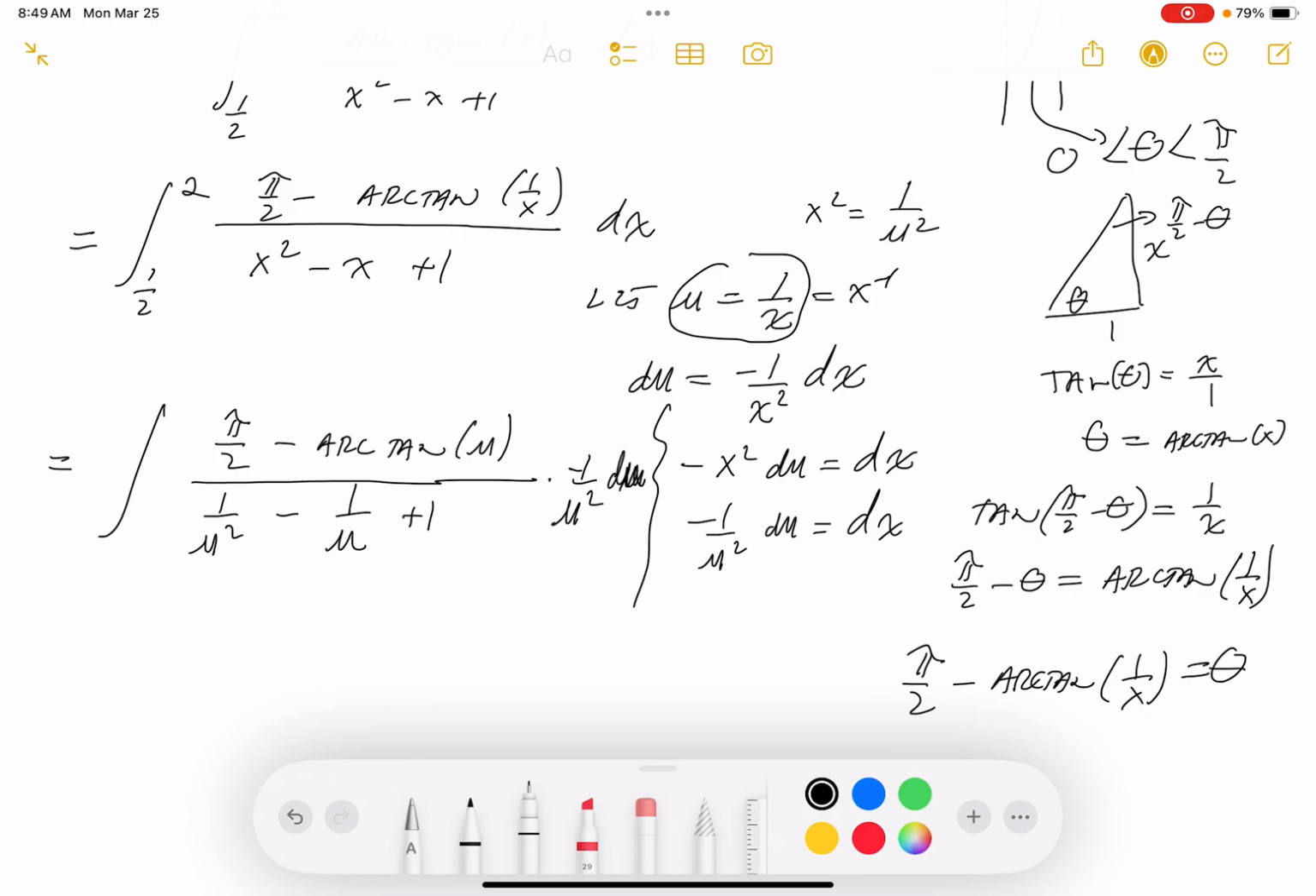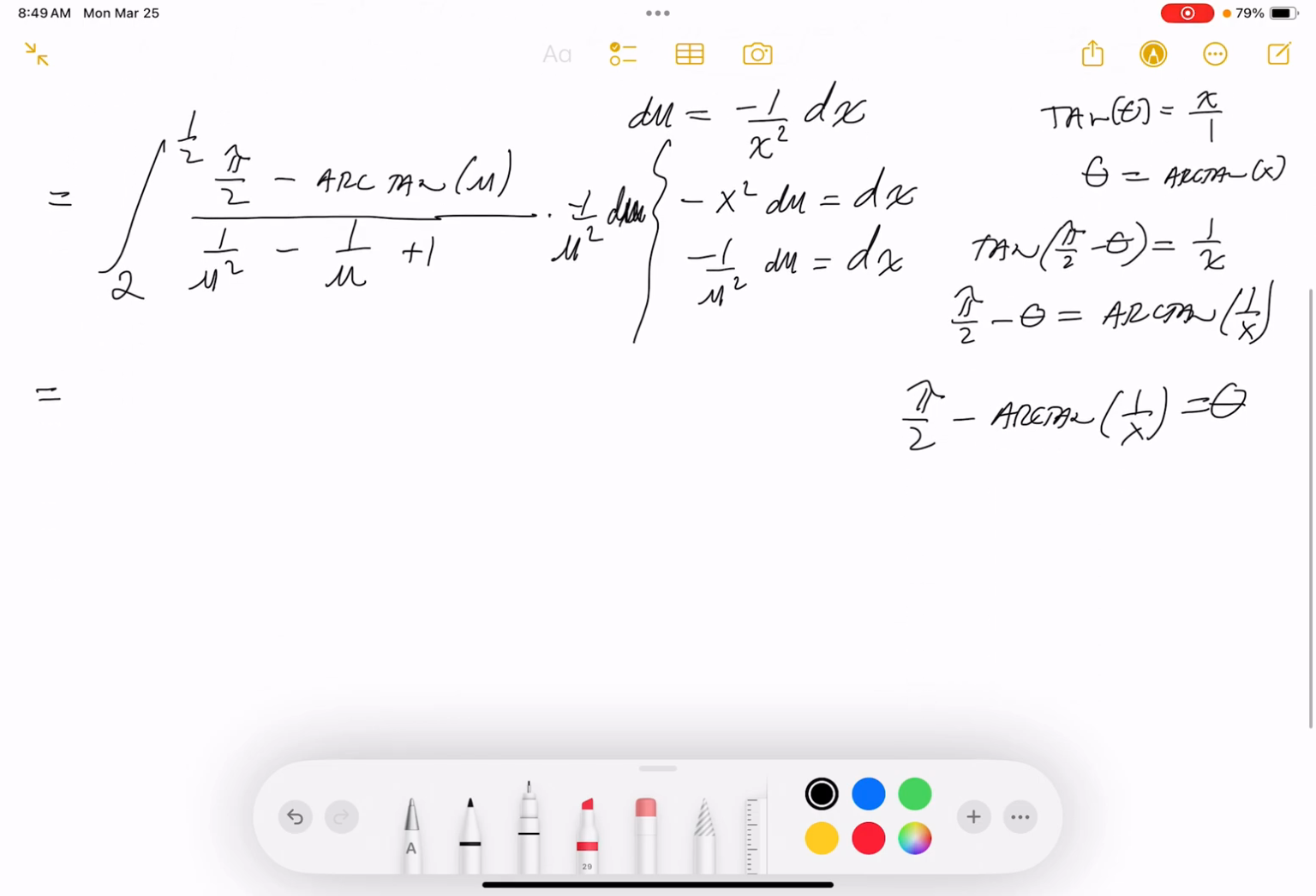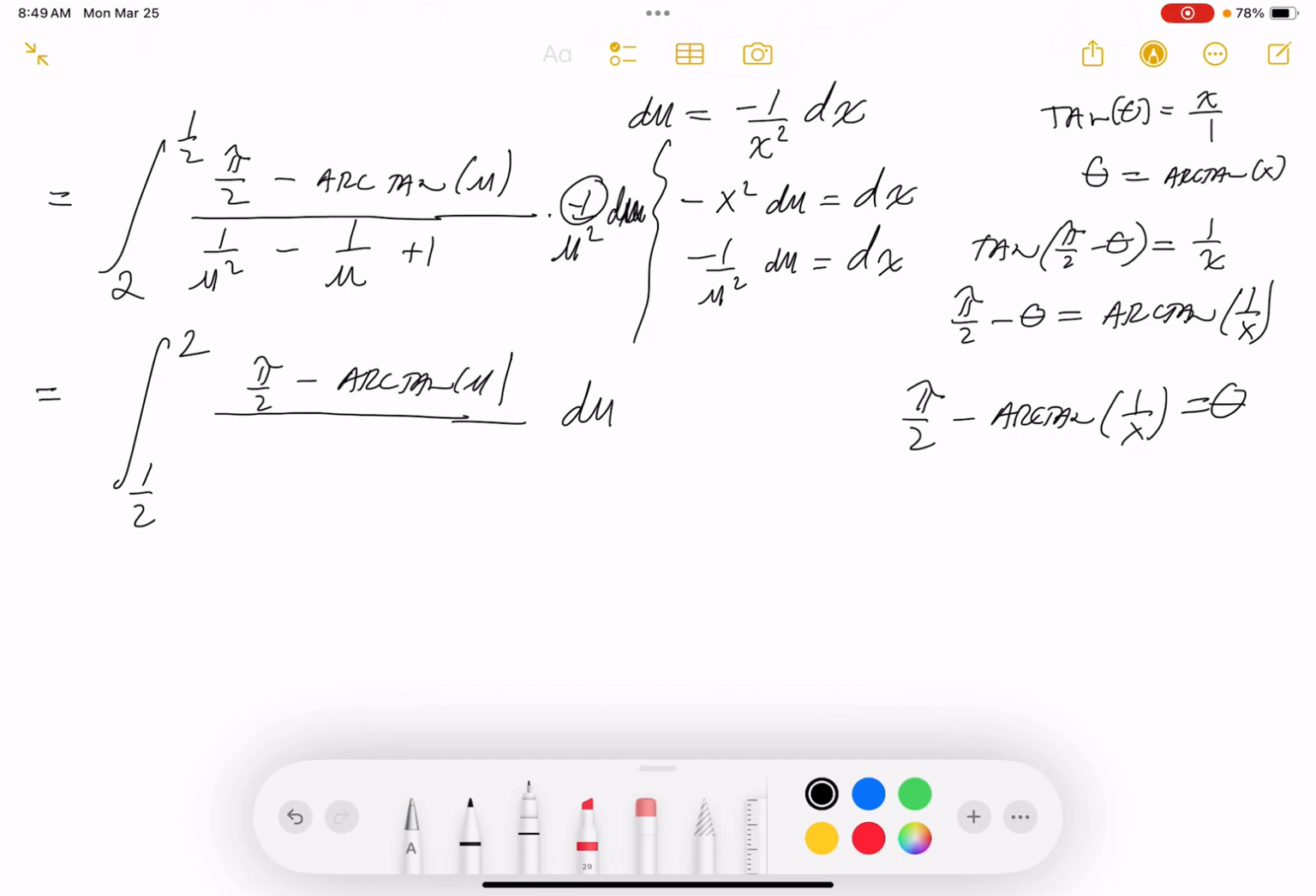So what do you get over here? I didn't do the limits yet, did I? So I'm looking at this thing. If x is 1/2, this would be 2. And if x is 2, this would be 1/2. So I'm going to rewrite this a little bit differently. I'm going to pull the minus 1 on the outside, which reverses the limits of integration now. So it's 1/2 to 2. I still get pi over 2 minus the arctan of u, and this is going to be du over here. Now I can just put the u squared across. What do you get? 1 minus u plus u squared.